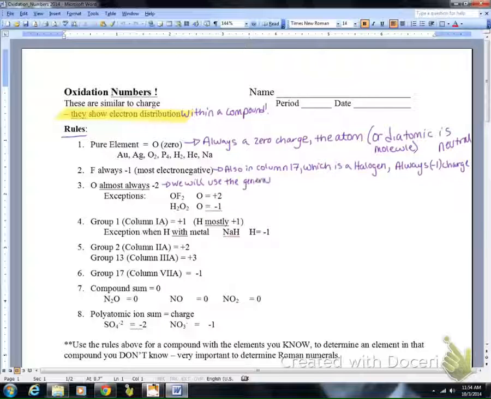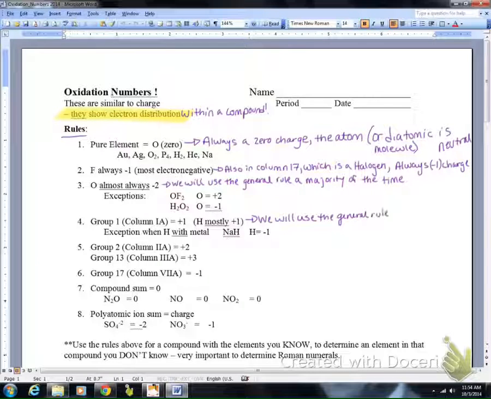Oxygen is almost always a -2. There are some caveats to that, exceptions. In OF2, the oxygen is going to be a +2 charge. And with H2O2, the oxygen is going to be a -1 charge. We will use the general rule a majority of the time and try to remind you of those exceptions if you need to apply them.